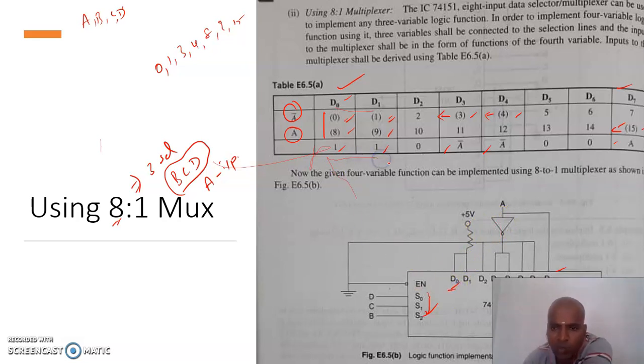So D0 and D1 are 1. So see, D0 and D1 are connected with the 5 volt power supply. And D2 is 0. Have a look at this D2, it is connected with the ground. And D3 is A bar, D4 is A bar. So D3, D4 are connected with A bar. So this is A, and here it is A bar. And D5 and D6 are 0. D5, D6 are connected with the ground again. And D7 is A, so D7 is connected here with A. So now the 8x1 mux is over for the given Boolean expression.